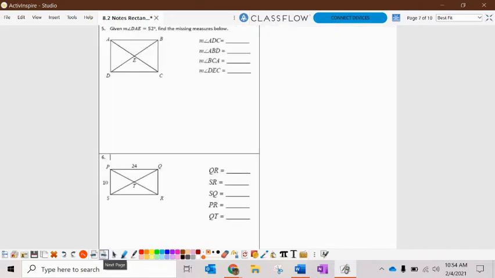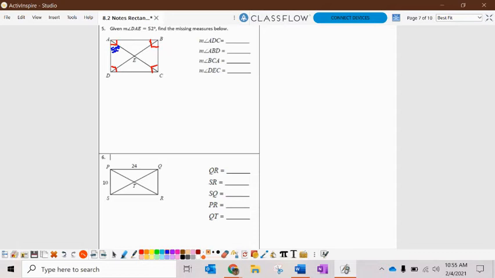Okay, so in this first one, we're finding all the different angles. So let's think about what we know. First of all, we know it's a rectangle, so we know all 4 corners are right angles. Okay, then they told us that the measure of angle DAE, this little piece, is 52 degrees. And they want us to find all the missing angles.